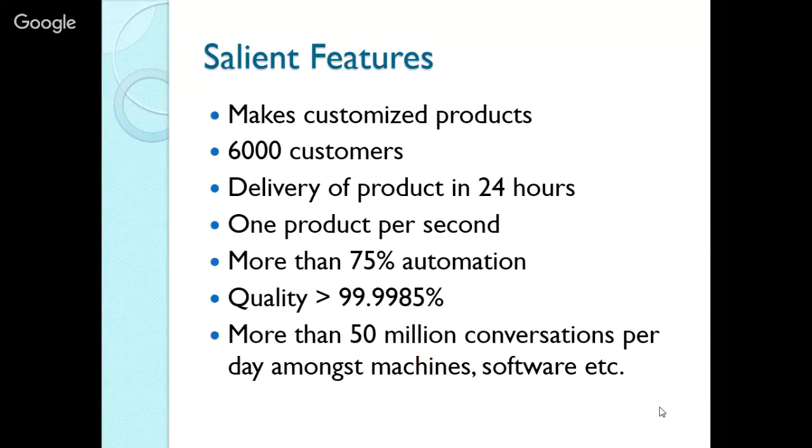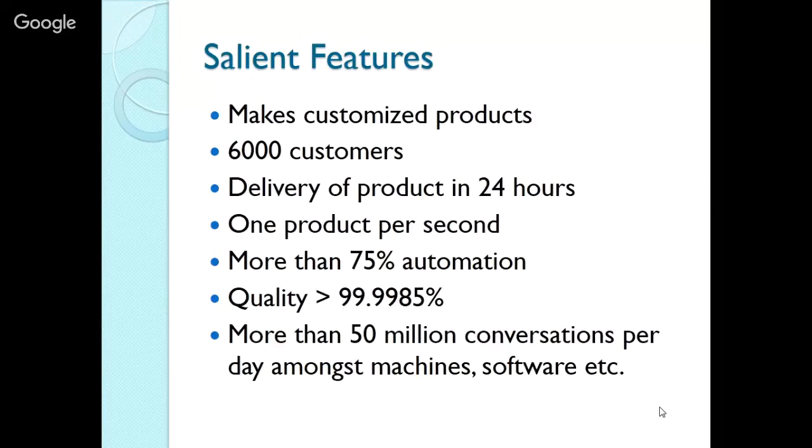Then the delivery of the product is done in 24 hours. That means once you receive the order, after 24 hours, the customized product is delivered. And on an average, one product is made every second. The factory has more than 75% automation. Now, when we say more than 75% automation, it may not look like a big number, but consider this, that here we are talking right from the design stage to the delivery stage. Because at the design stage, you do require humans. And some intermediate stages also you require humans. When we are talking of a factory which is only manufacturing, there will be factories which have more than 75% automation. But here we are talking from the first stage to the last stage.